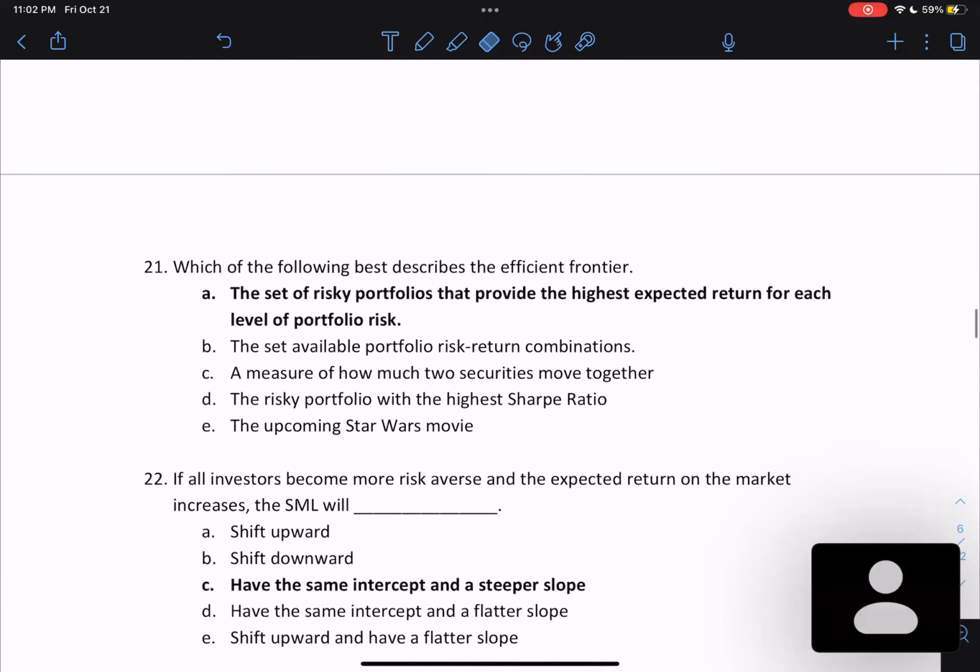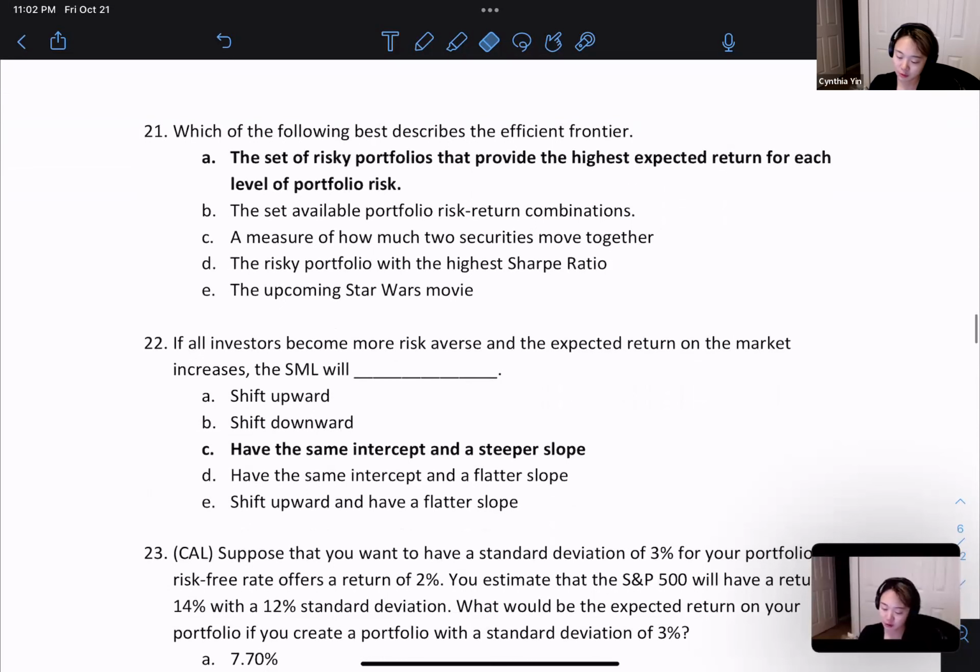Yes. Yeah, so I didn't cover 21 and 22. Let me talk about 21 and 22. Which of the following best describes the efficient frontier? The set of risky assets that provides the highest return for given portfolio risk is just another way to say, as I mentioned many times in class and in the practice question, efficient frontier is about maximizing expected return given a risk level, or equivalently minimize the risk given some expected return. Okay, so A is right.